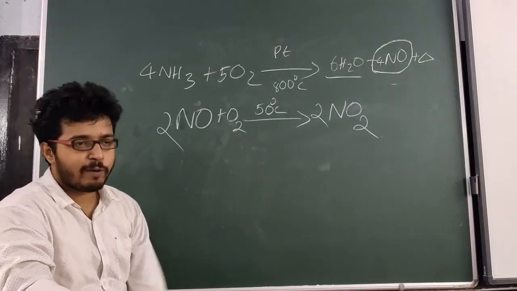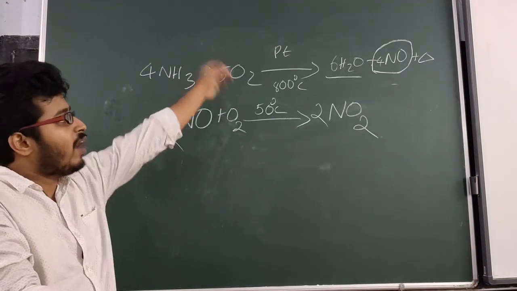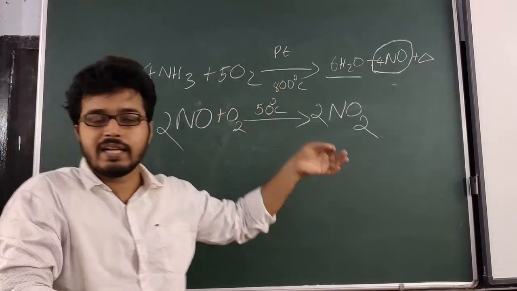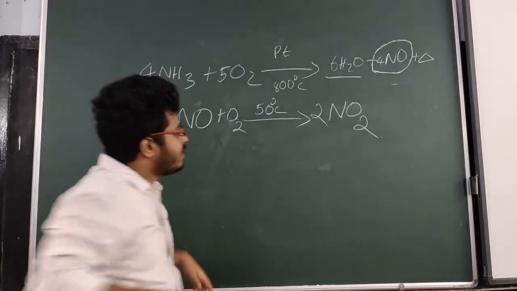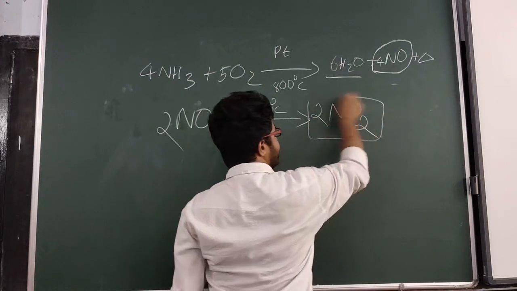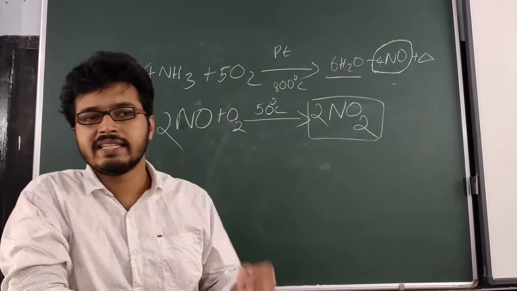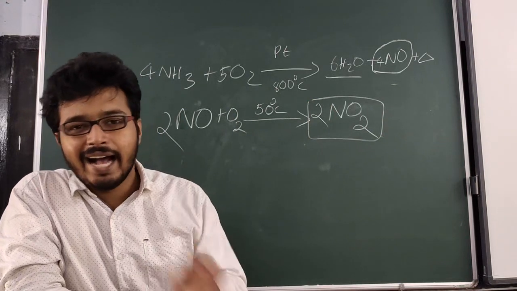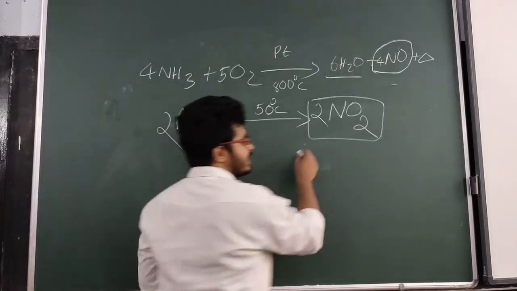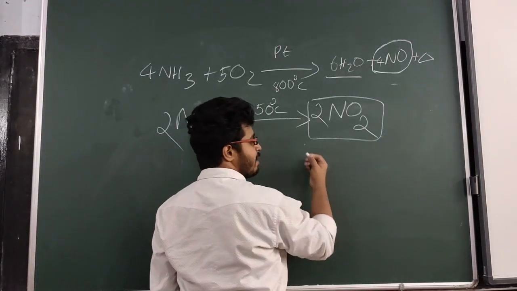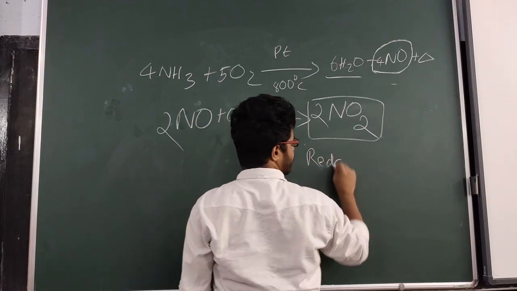And there is a different observation here. The water and NO are both colorless gases, so there is no observation. But the NO2 gas produced here is not a normal gas. It is a toxic gas, and it also has a color. This NO2 gas can be easily identified by its peculiar color, that is reddish brown.